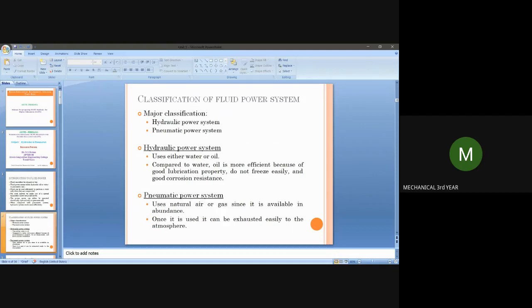So the major classification is hydraulic power and the pneumatic power system. Hydraulic power system is nothing but only when the liquid or air is compressed, it is considered to be a power system. So here we have hydraulic power system and pneumatic power system. The hydraulic power system uses either water or oil for its work, and compared to water, oil is more efficient because of its good lubrication property.